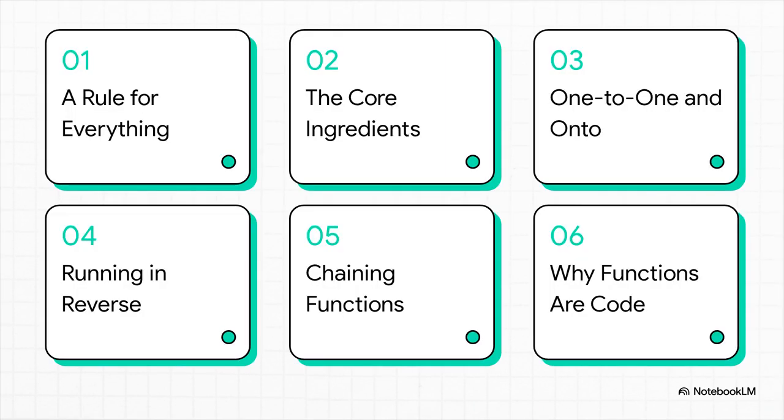All right, here's how we're going to tackle this. We'll start with a basic idea of a function as a simple rule. Then we'll look at its core ingredients, check out some special types, see how to run them in reverse and chain them together, and then finally, we'll see why functions are basically the heart of all computer code.